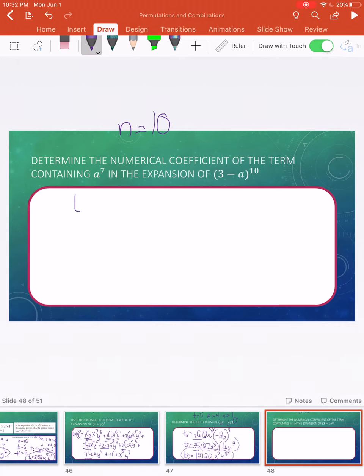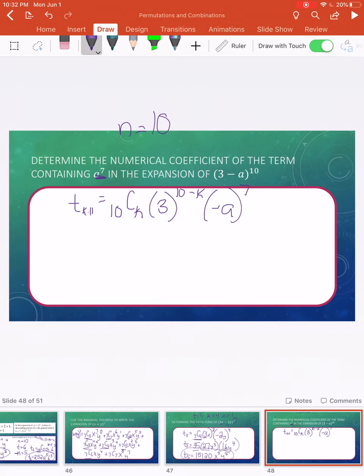So we don't know the term. We know it's k plus 1. We have 10 choose k. Our first term we know is 3 to the power of 10 minus k. And our second term is negative a. But if I have a to the 7th, that means I need a coefficient of 7 here.